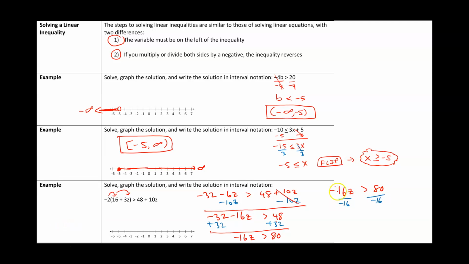And then this gives us z. Because I divided both sides by a negative, the inequality flips from a greater than to a less than, and that'll be z less than negative 5. So we want the set of all numbers less than negative 5. We have an open circle on negative 5. Less than means it gets smaller and smaller, and so they go towards negative infinity. So my interval notation is going to be negative infinity, comma, negative 5.